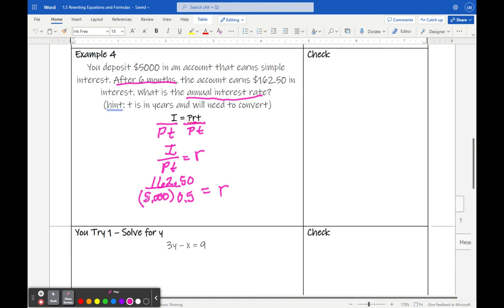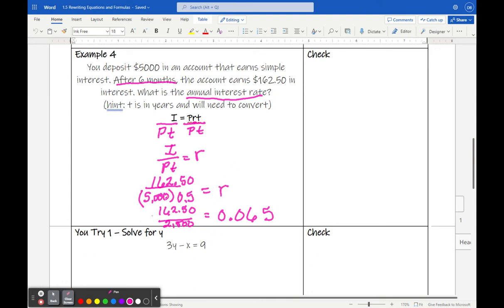So 2,500 would be my denominator, $162.50 divided by 2,500. So 162.50 divided by 2,500. The annual interest rate is 0.065.